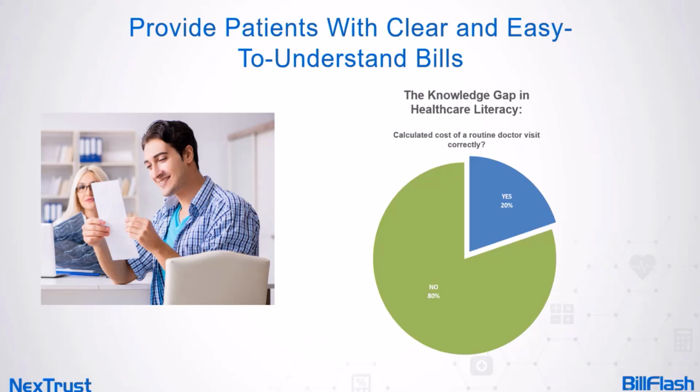To combat this knowledge gap in healthcare literacy, medical practices should aim to provide patients with clear, easy-to-understand bills that outline the services provided, insurance coverage, and patient responsibility. This can reduce confusion and help your patients understand their financial responsibility. Practices should also offer multiple payment options to facilitate prompt payment, such as online payment portals, payment plans, or payment by phone. By providing clear bills and payment options, practices can improve patient satisfaction and reduce the likelihood of delinquent accounts.